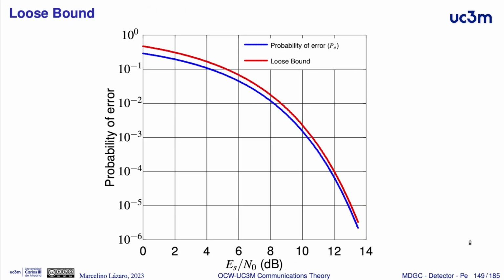Then there are other bounds, such as the loose bound, that are loose. The difference between the real probability of error in blue and the bound in red is higher in this case. But in any case, this bound is useful because we can guarantee with this bound that the error probability is below it. And this can be useful in many cases.